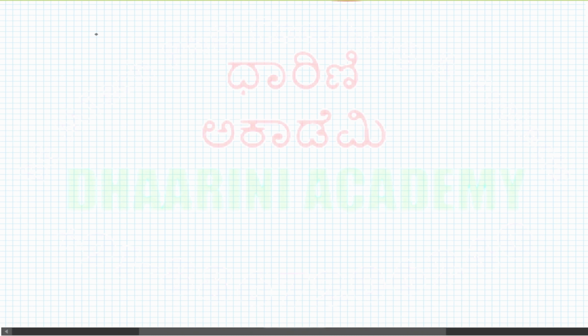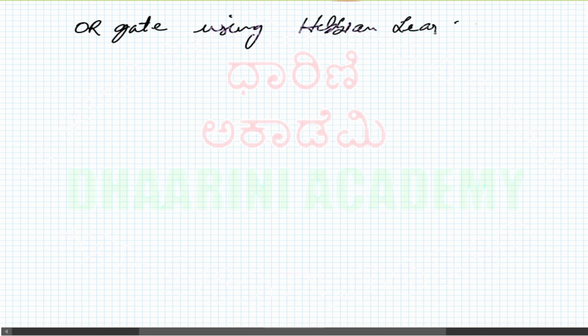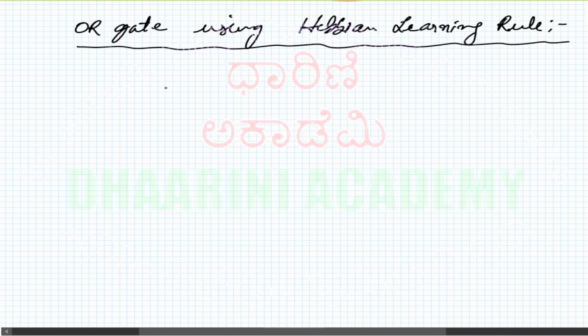So this makes things more clear. All right, so let's try to implement, let's say, an OR gate using the Hebbian learning rule. All right, so we know that we have to make a simple table.